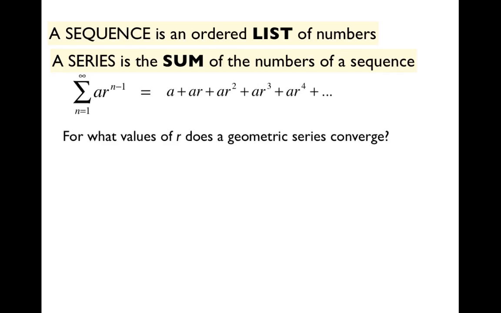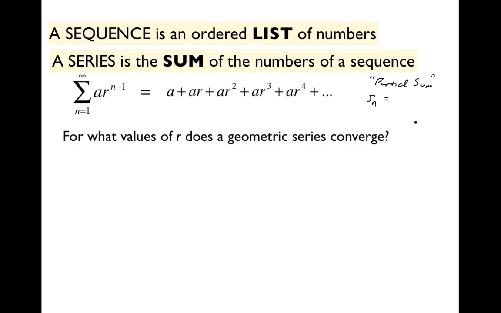Okay, so here we go. What we're going to do is introduce something called a partial sum. So a partial sum, S sub n, that's the sum of the first n terms of the series.